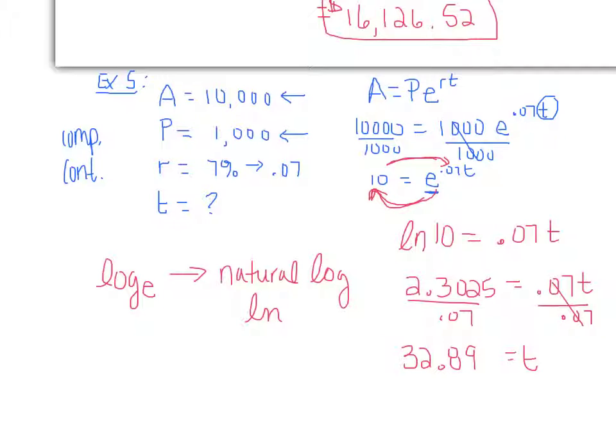So at the end of 32 years, I don't have 10,000. So I would go ahead and round that up and say it's going to take approximately 33 years. Okay? So I want you to keep in mind that when you're trying to solve for an exponent, you have to convert it to a log. If the base is e, then we use the natural log. Okay? If the base is something else, then we'll use just the regular log. Okay? So keep that in mind.